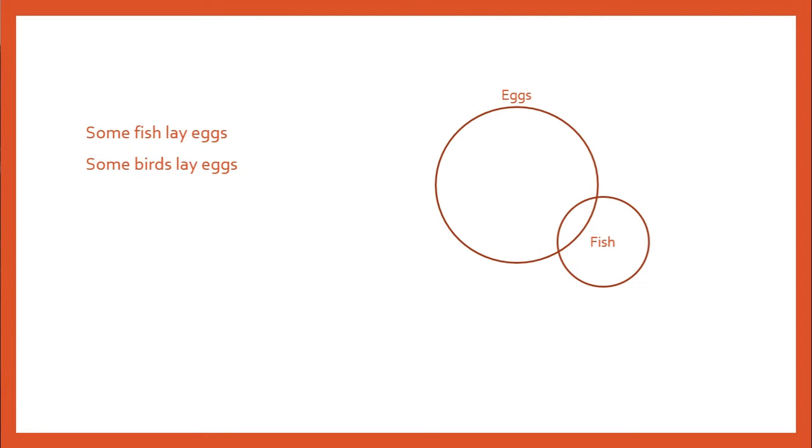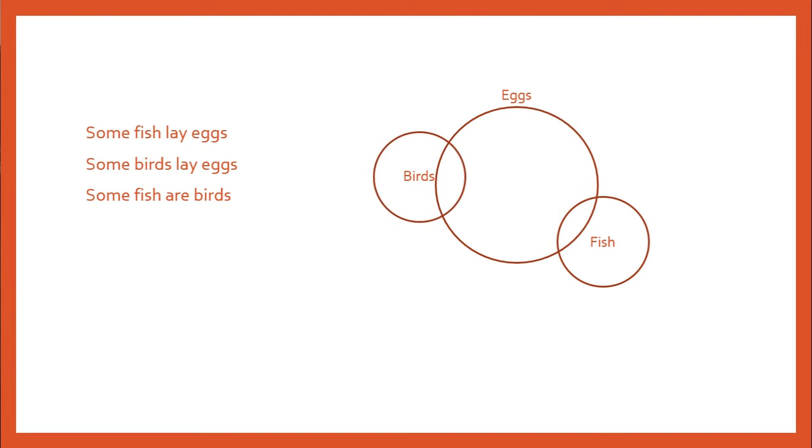Next, we need to have some birds lay eggs. Again, we draw a similar circle labeled birds, partially inside the egg circle and partially outside the egg circle. The next statement, some fish are birds. For this to be true, there has to be no way for the bird circle to not touch the fish circle at all, while having part of the bird circle be inside the egg circle.